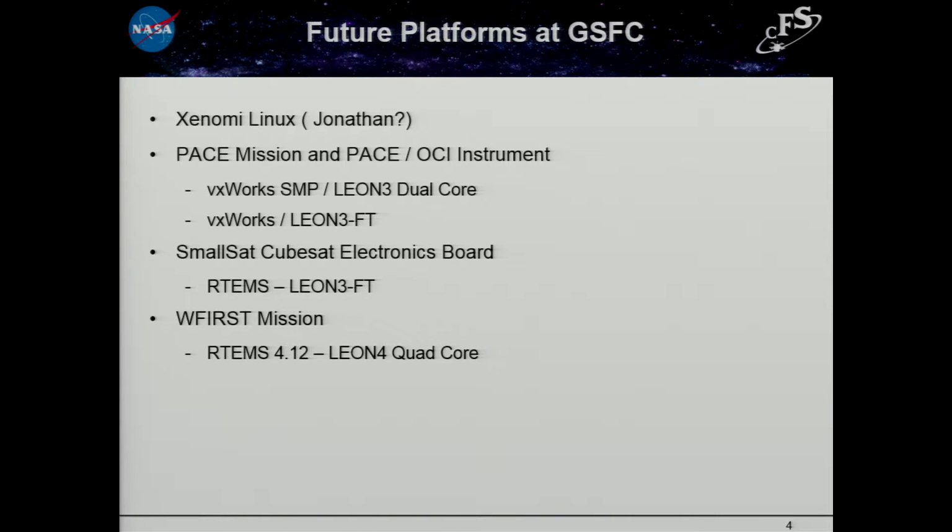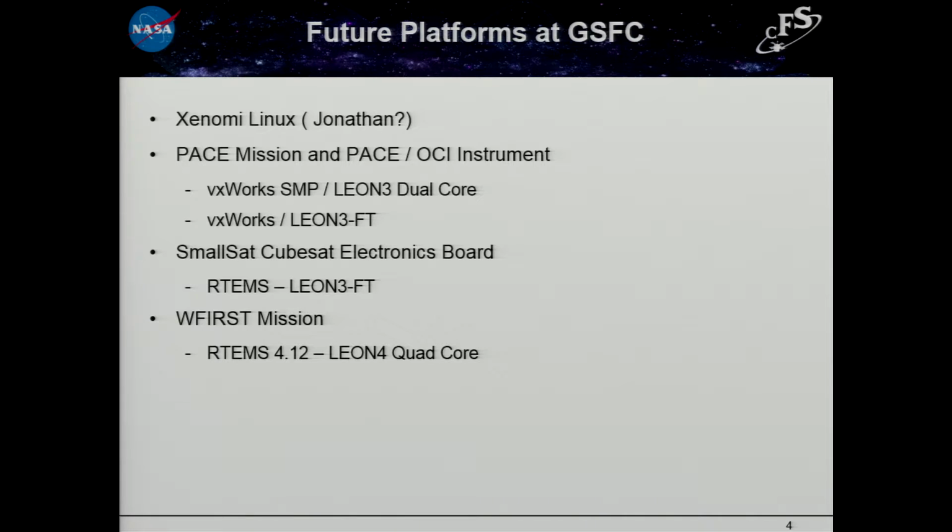Future platforms at Goddard. So Jonathan, don't you have the Xenomai platform in work? So we have an OSAL for that, which really just uses the POSIX. Oh, okay, so you use the POSIX, and I think it's my next chart where I know Matt Benson said he has the Xenomai native port. Yeah, there's two of them. We picked the POSIX since it works just as well, and underneath it also interfaces the Xenomai stuff.